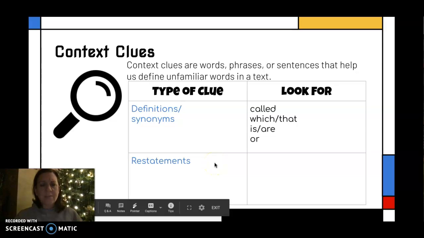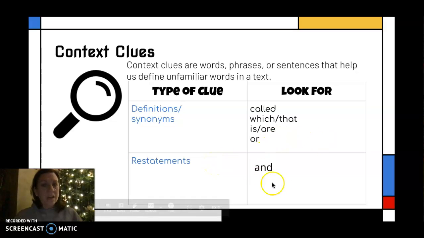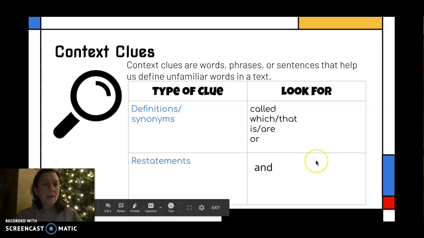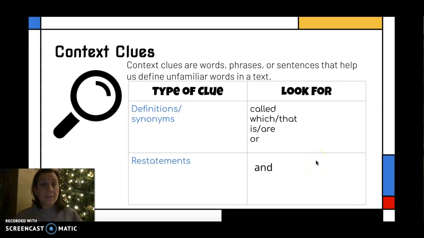Then you've got restatements. And helps us determine that, that could possibly lead to my definition. And the word or, that's another one. So you'll look in the text and you'll be looking for those words next to or nearby words that you may not know.